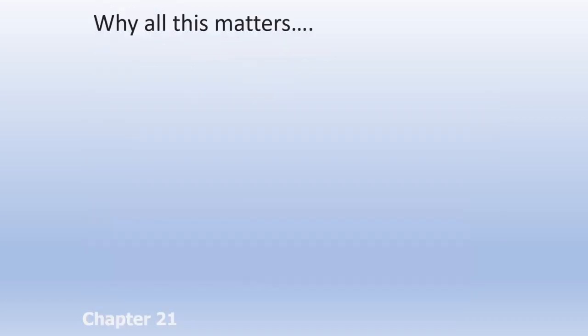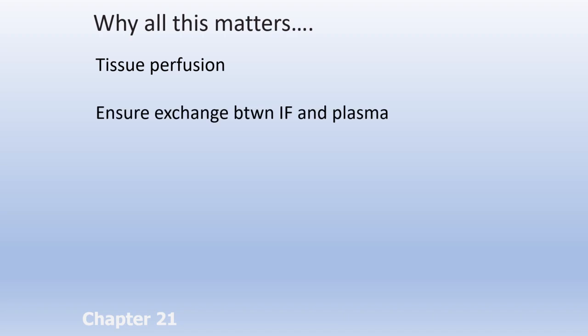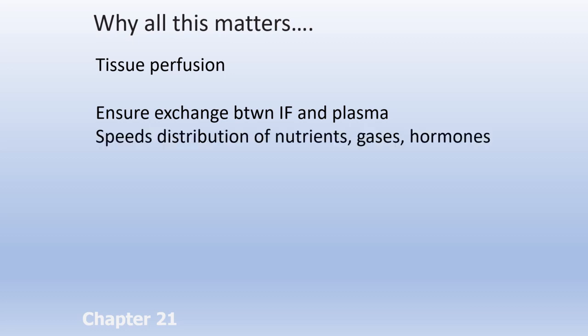So why does this matter, filtration and reabsorption? This is about tissue perfusion. This is about how many of those things, oxygen and glucose and water, enter into your tissues, leave the capillary, and enter into your interstitial fluids. Why does this matter? Well, you want good tissue perfusion. You want to make sure that there's an exchange between your interstitial fluids and the plasma and the things that are floating around in your blood vessels, right? Good perfusion means that you have good distribution of oxygen and glucose.